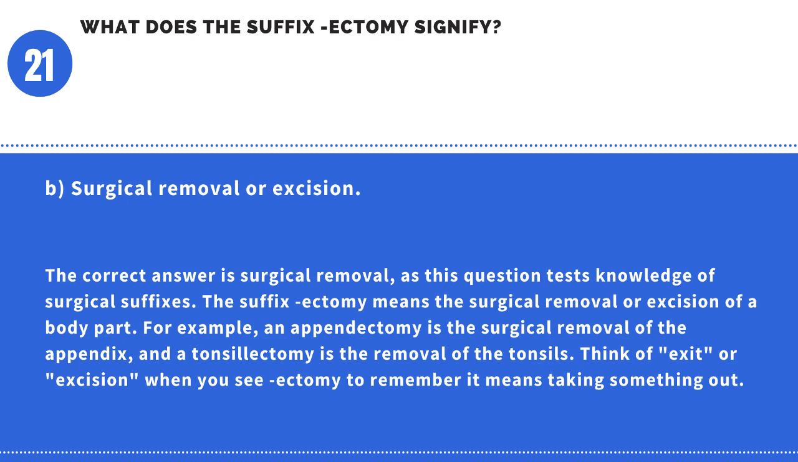Answer: B. Surgical removal or excision. The correct answer is surgical removal, as this question tests knowledge of surgical suffixes. The suffix ectomy means the surgical removal or excision of a body part. For example, an appendectomy is the surgical removal of the appendix, and a tonsillectomy is the removal of the tonsils. Think of exit or excision when you see ectomy to remember it means taking something out.